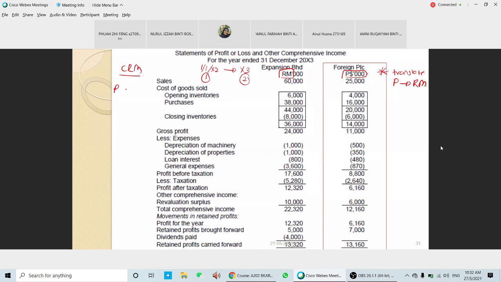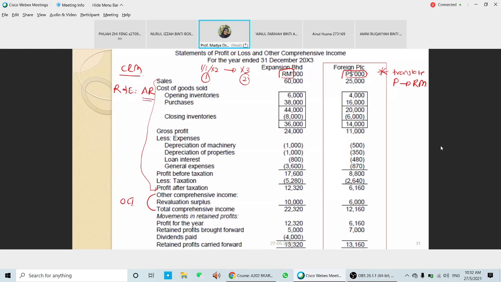Revenue and expenses should use the average rate. So the income statement items here are revenue and expenses, starting from here up to this one. This is your revenue and expenses. This is another item, your OCI, which is not related to your revenue and expenses. So all the revenue and expenses should use the average rate.